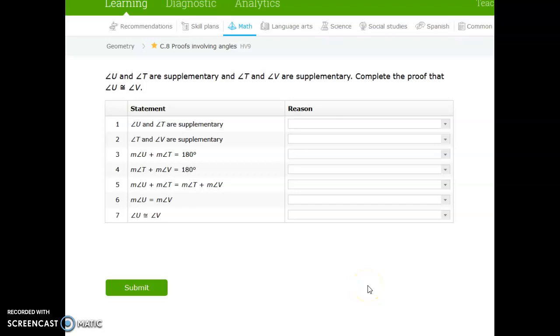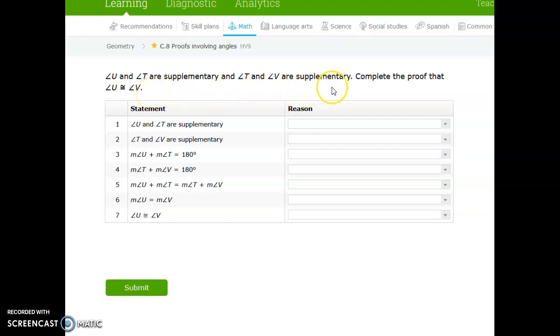Here is one more video on C8 proofs involving angles. Let's take a look. This one says angle U and angle T are supplementary, and angle T and angle V are supplementary. Complete the proof that angle U is congruent to angle V.